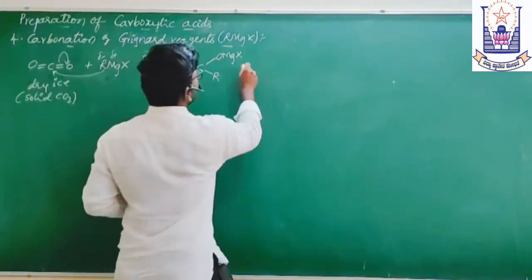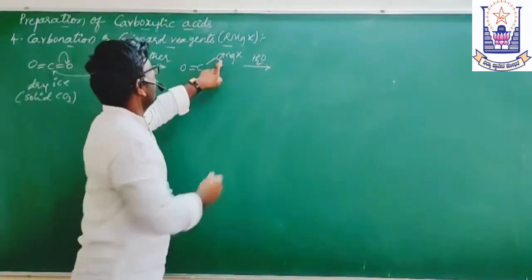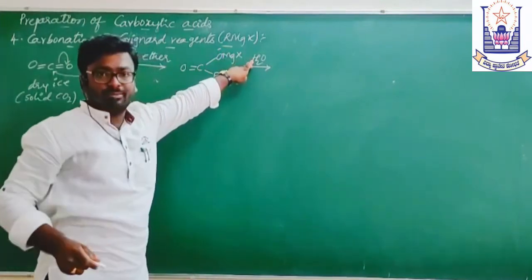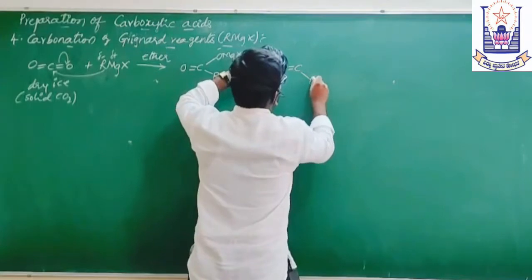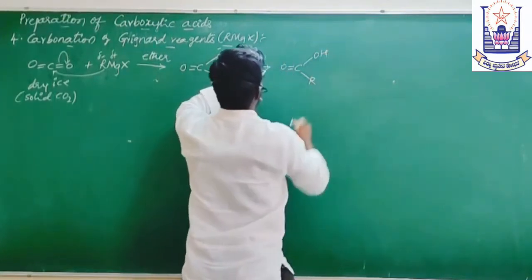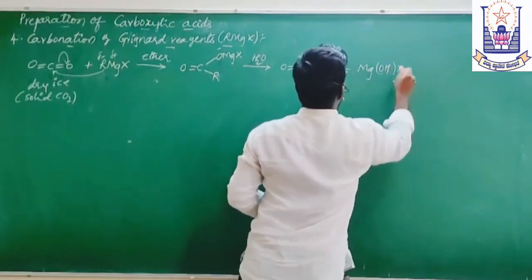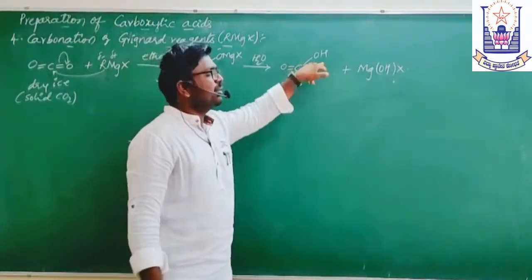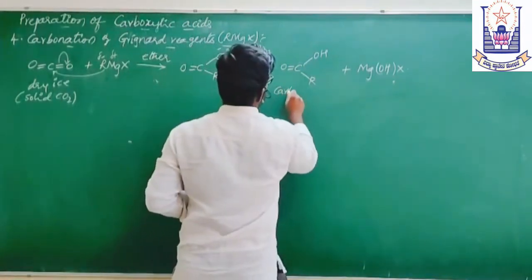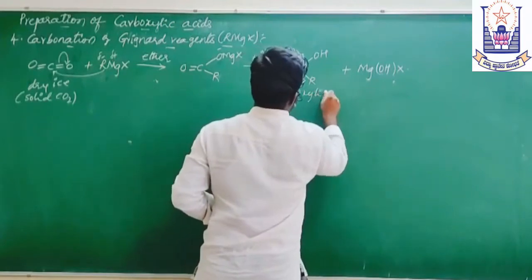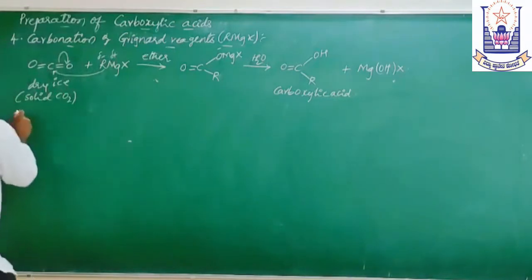And on hydrolysis, that is addition of water, what happens? O minus will take H plus from the water, and it will become R C double bond O OH, plus MgOHX. What is this? RCOOH. It is nothing but the general formula of the carboxylic acids. Let us take some examples.